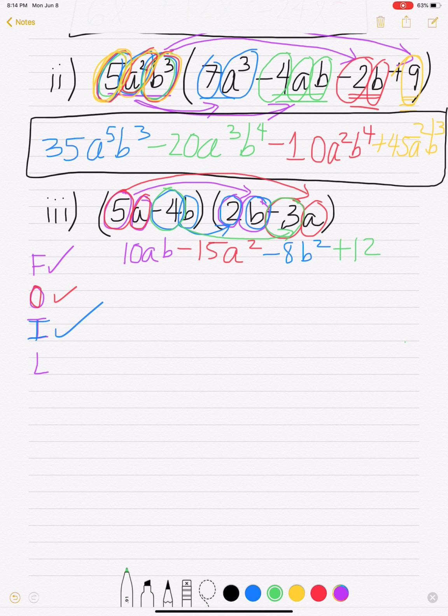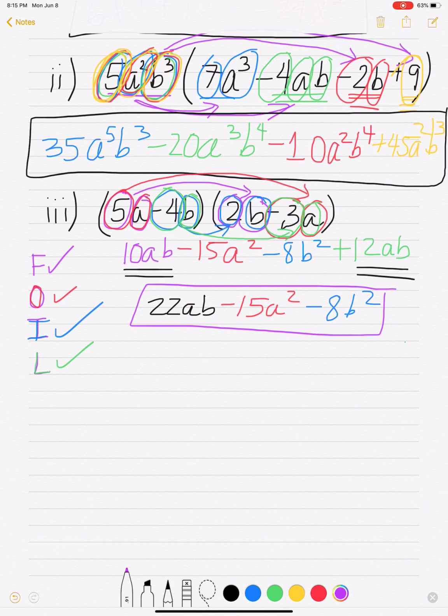terms. Do we have any like terms here? Turns out we do, right? This 10ab and this 12ab, those are called like terms. These are the same types of terms, so we have to combine those together, right? What's 10ab and 12ab? Turns out that's going to be 22ab. So we end up with 22ab minus 15a squared minus 8b squared. That's my final answer.